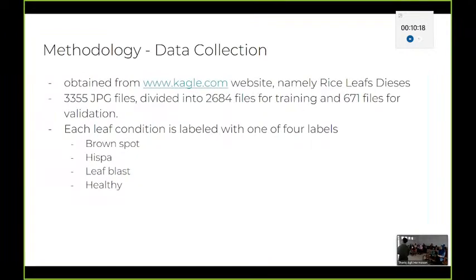Okay. The methodology, there are 3 steps in the methodology. There is data collection, data processing, and data analysis. In data collection, we obtain the data set from table set, namely resident pieces. This data set performed is 3,355 dB files divided into 2,684 files for training and 671 files for validation. And there is available in this dataset. Ground spot is 530.